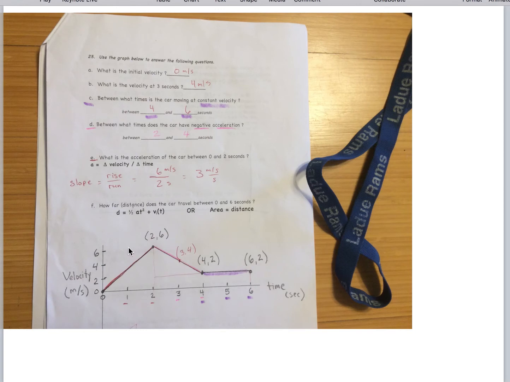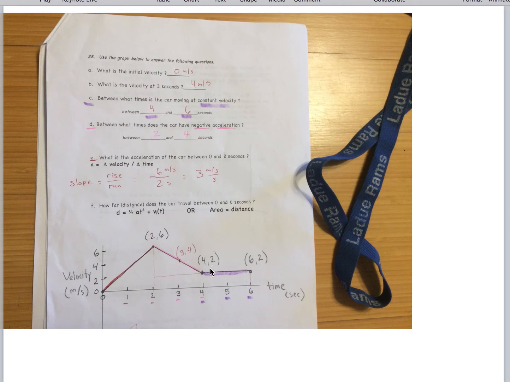Okay, looking at a velocity versus time graph. Take a deep breath, get your bearings. Initial velocity, just look at time zero. So this one is a 0, 0. At 3 seconds, now I didn't really label it, but I was hoping maybe if you knew those 2 points and the slope, you could figure it out. But yeah, at 3 seconds, the velocity would be 4. So at 3 seconds, the velocity is 4.